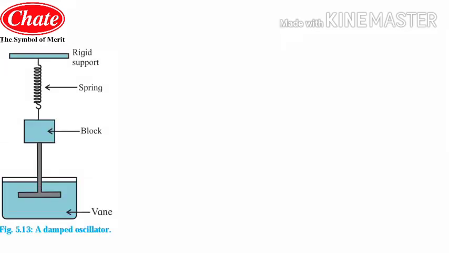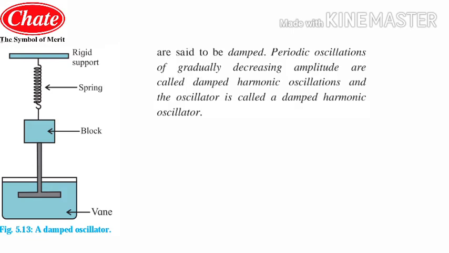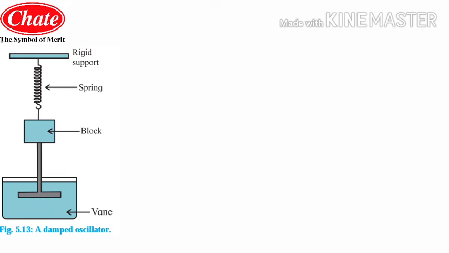Now students, the next part we will see is the damped oscillation. Now you can see the arrangement. The rigid support is at the top, to which one end of the spring is connected. The other end of the spring is connected to the block, and the block is further connected to the vane, as you can see. If the amplitude of the oscillation of the oscillator is reduced by the application of an external force, then the oscillator and its motion are said to be damped.